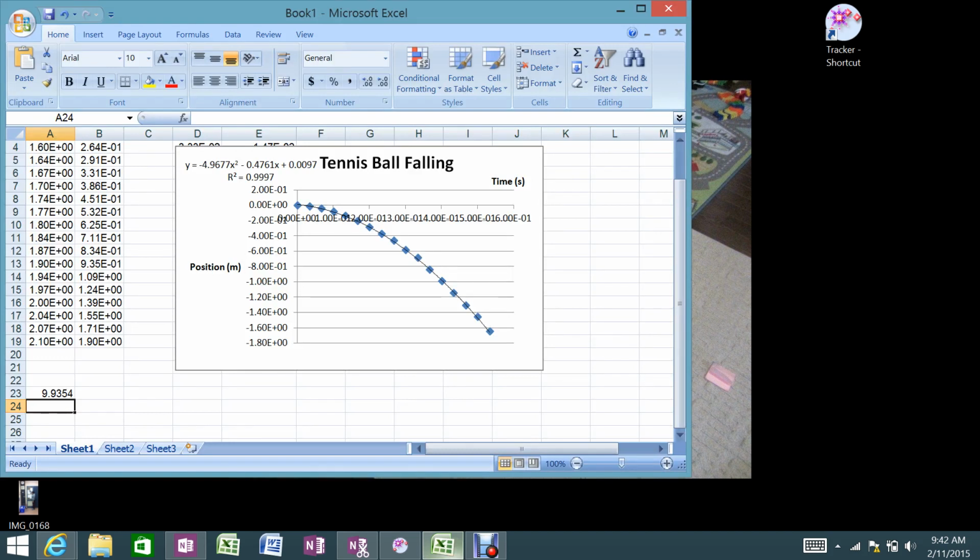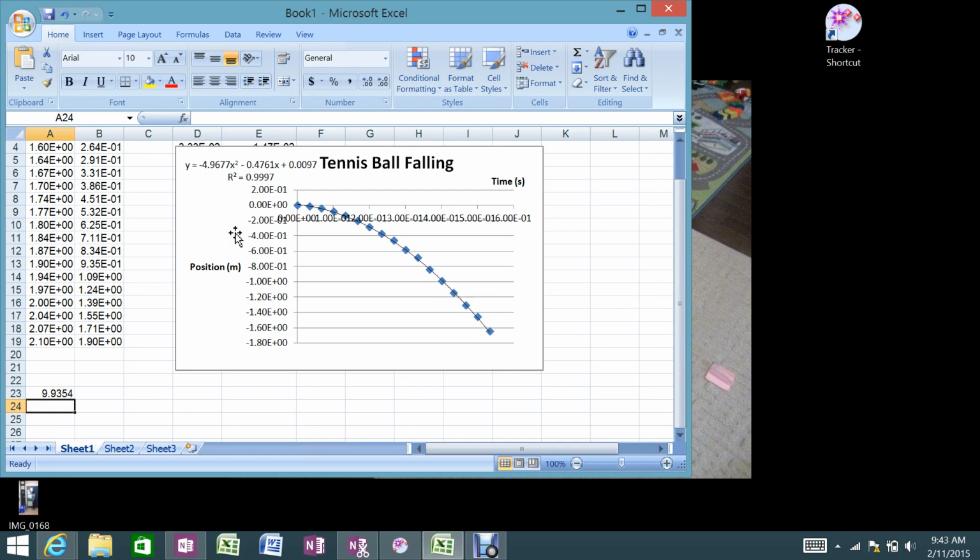here's our data to this point, and we used this value right here, negative 4.9677, as the t squared coefficient. We recognize that for the position and time relationship that's 1/2 of the acceleration, so we doubled it down here to come up with the actual acceleration value as predicted by this experimental data that you can watch in previous videos to see how we got.